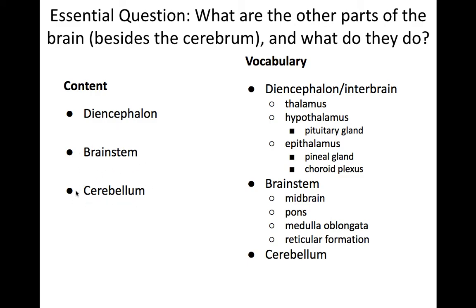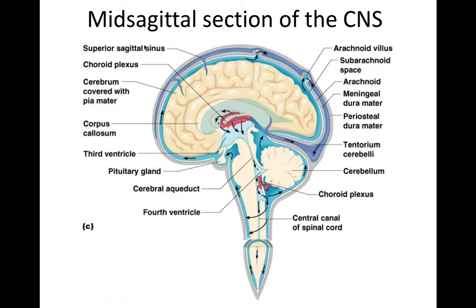There are three parts of the brain that we're talking about here: the diencephalon, the brainstem, and the cerebellum. And let me show you where those three regions are. If you cut the brain along the mid-sagittal plane, meaning you parted your hair down the middle and then cut along your hairline, you'd be separating the left half of your brain from the right half, and this is what it would look like.